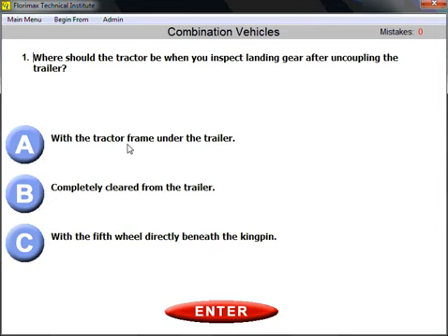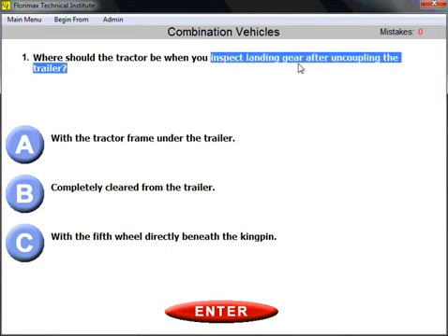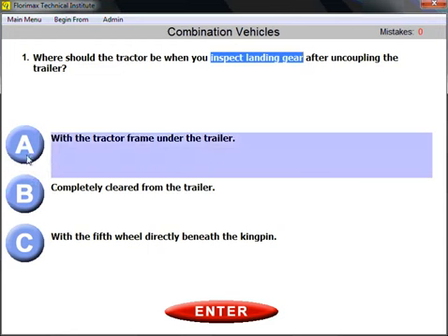Combination vehicles. Question number 1. Where should the tractor be when you inspect landing gear after uncoupling the trailer? After uncoupling, okay? You have uncoupled the trailer. So where should the tractor be when you inspect landing gear? It should be with the tractor frame under the trailer.